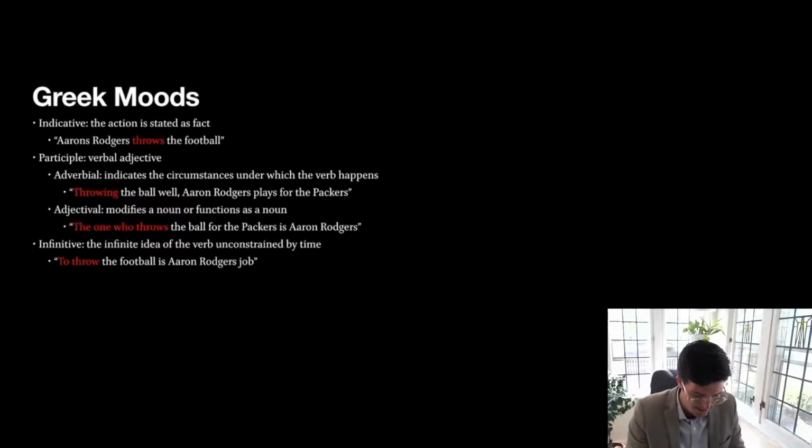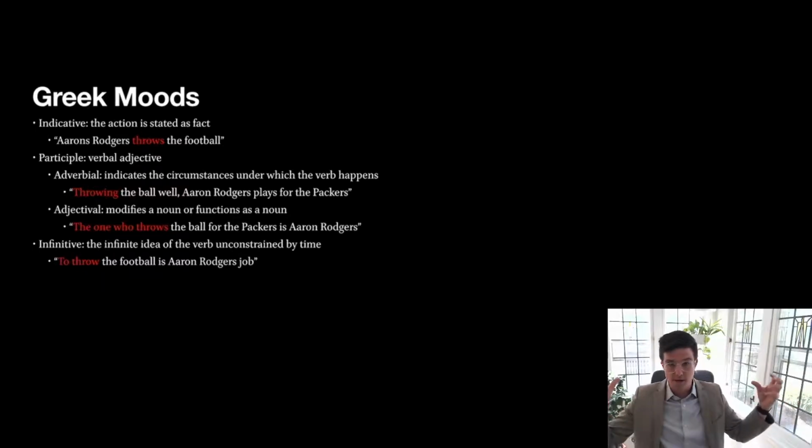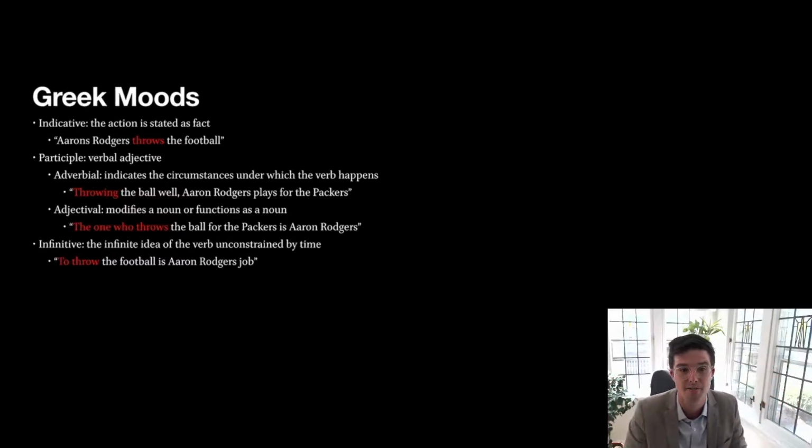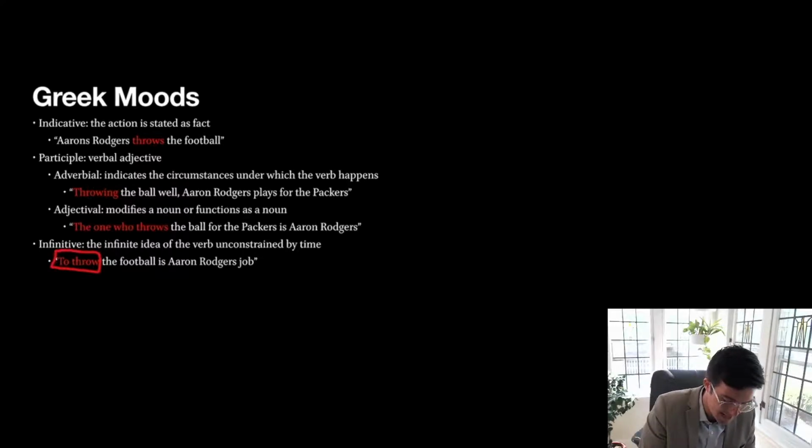Let's remove this stuff so we can see. We have the infinitive being the infinite idea of the verb, not constrained by time. So to throw is referring to the whole or the pure idea of throwing. To throw the football is Aaron Rodgers' job. And notice here how to throw, so this is our infinitive, and our infinitive takes an object. In this case, the object is the football.